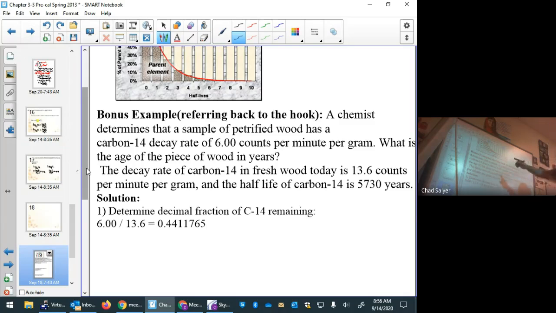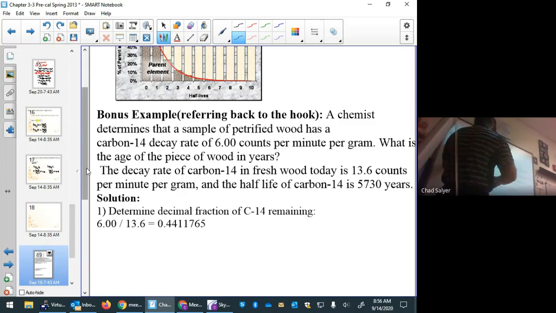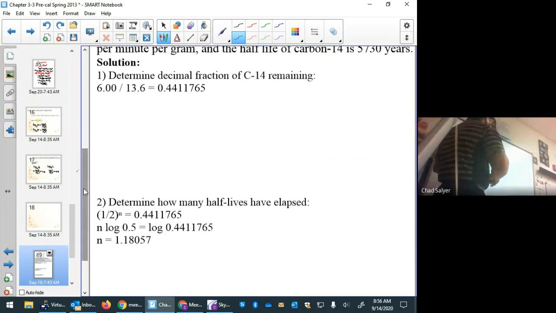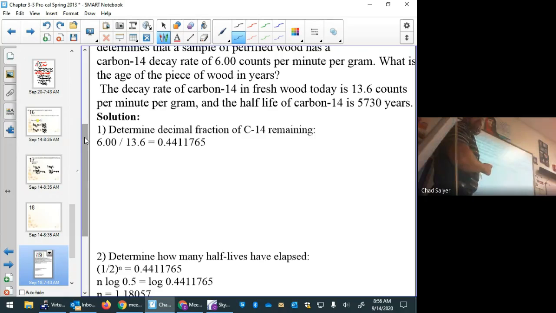But anyway, a chemist determines a sample of petrified wood has a carbon-14 decay rate of 6 counts per minute per gram. What is the age of the wood in years? So the decay rate in fresh wood is 13.6 counts per gram, and the half-life of carbon-14 is 5,730 years. So first step is to determine the decimal fraction of carbon-14 remaining. So we would expect 13.6 counts for a very new piece of wood, and we get 6 counts.